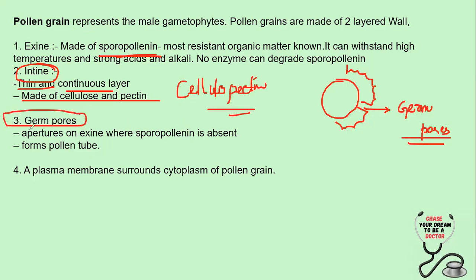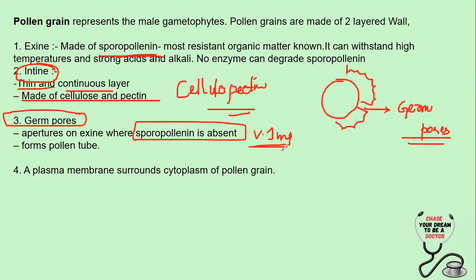Next is the germ pore. As I've already mentioned, germ pores are those areas on the exine where sporopollenin is absent. Very important. So those parts of the exine where the sporopollenin is absent, you'll call them the germ pores.